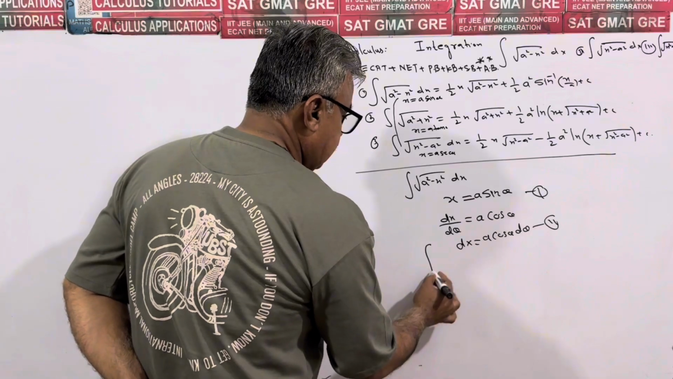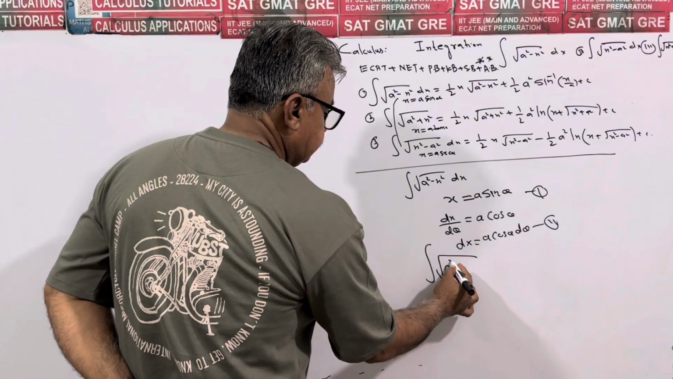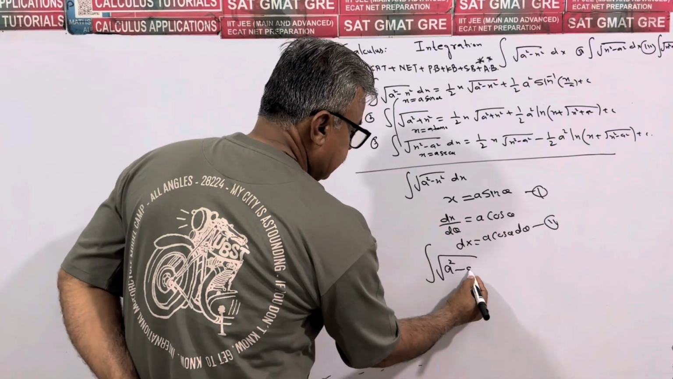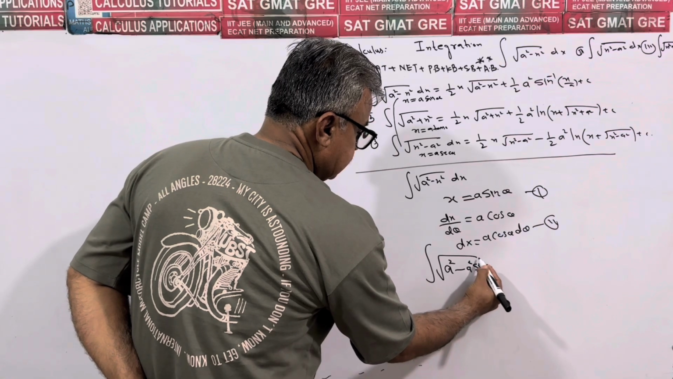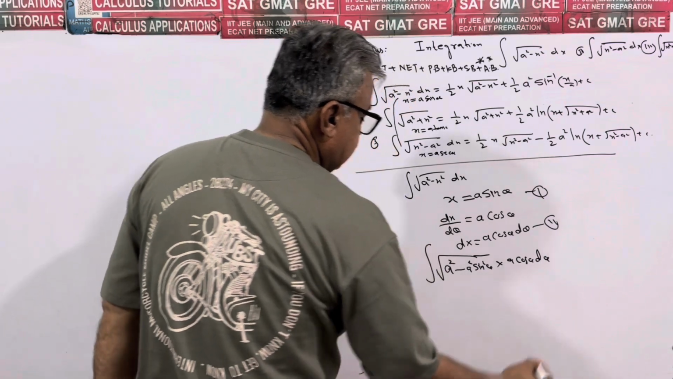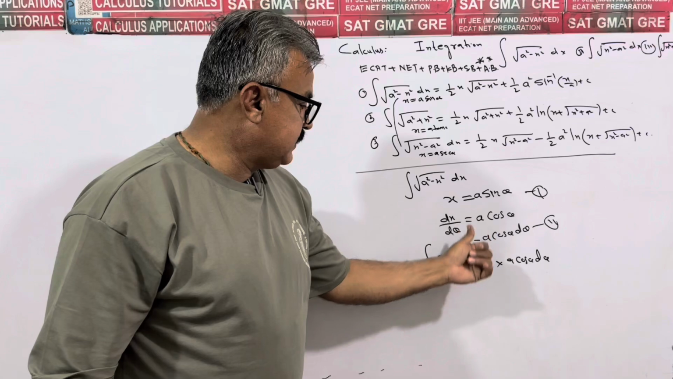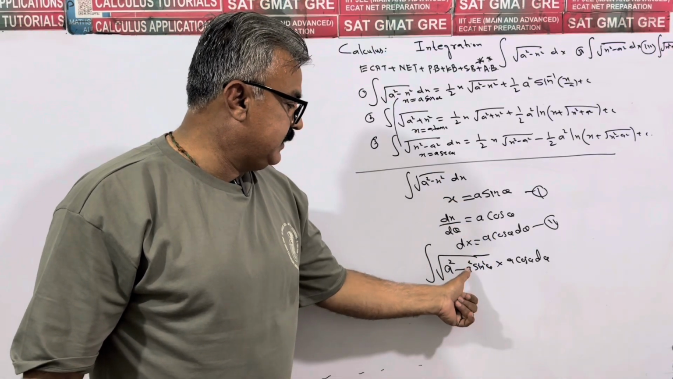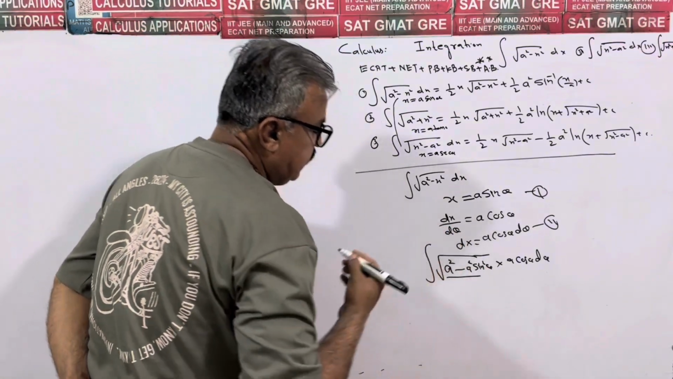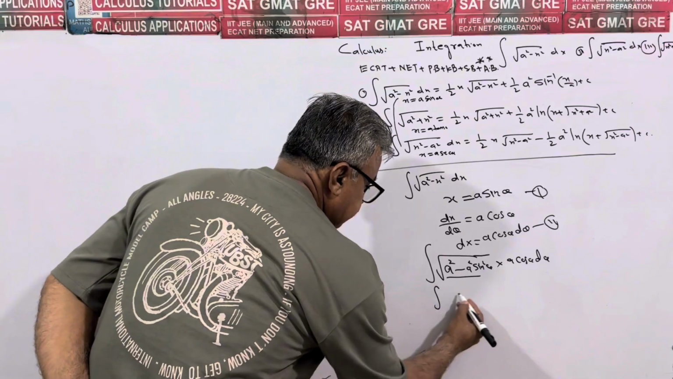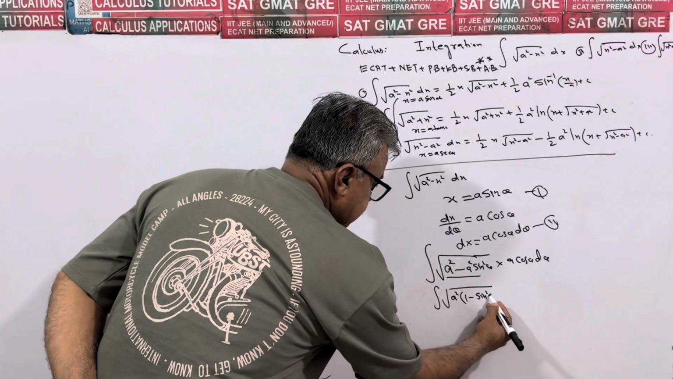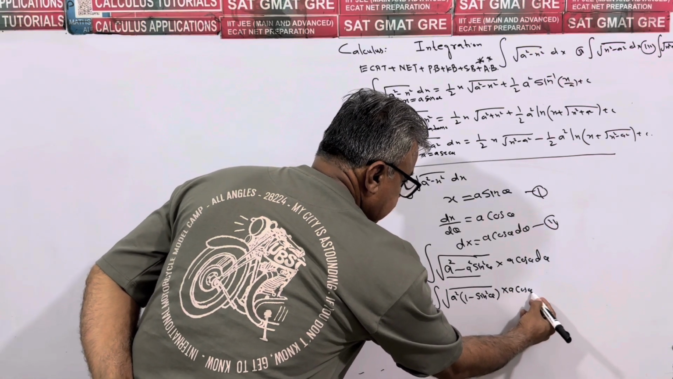We have a square minus x square. x is a sine theta, so we have to square both quantities: a square sine square. What is the value of dx? That is a cos theta d theta. We have done just replacement. Instead of x square, I have written a square sine square theta, and instead of dx, a cos theta d theta. From the radical, take a square common, factored out: 1 minus sine square theta, times a cos theta d theta.